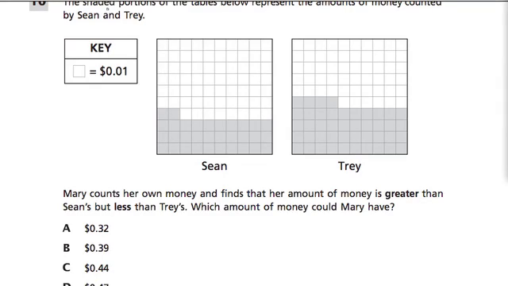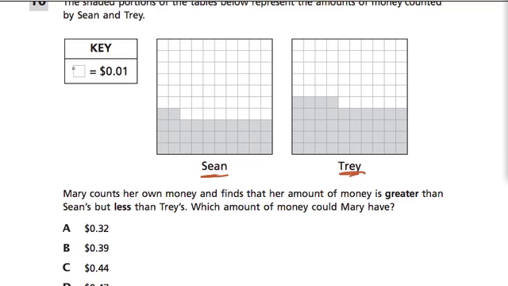I'll read this question out because it got cut off. I'll read it nice and slowly. It says that the shaded portions of the tables below, so the shaded portions are these darkened areas right here, represent the amounts of money counted by Sean and Trey. So Sean and Trey, and these shaded regions represent how much money they counted.